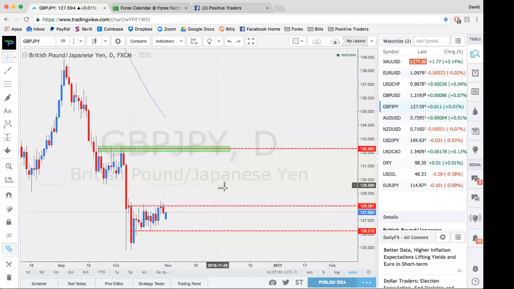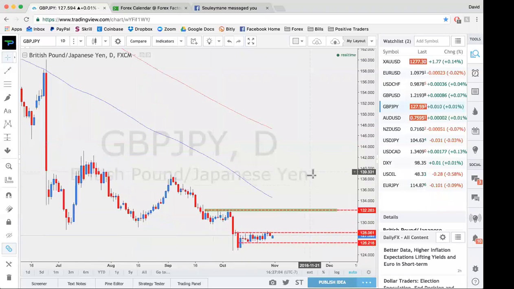Pound Jappy, guys, I would just stay away from this pair for right now. Lots of indecision on the yen this week, lots of news with the yen this week. And even though we're going to be looking at a pair on USD Jappy, I would stay away from this pair because the yen is really weak, but the pound is really weak, right? So it's hard to say which one is weaker than the other.